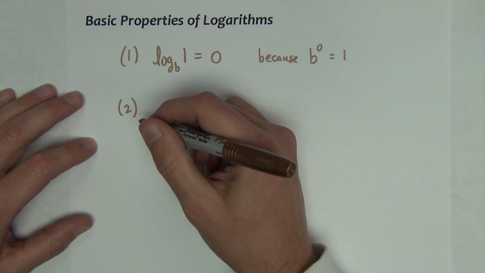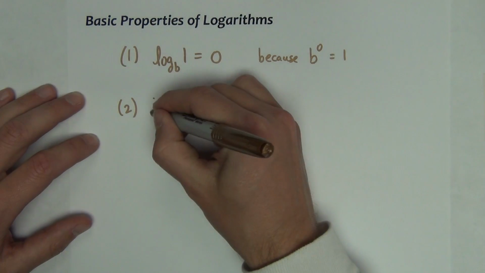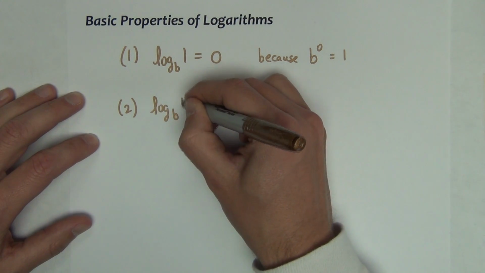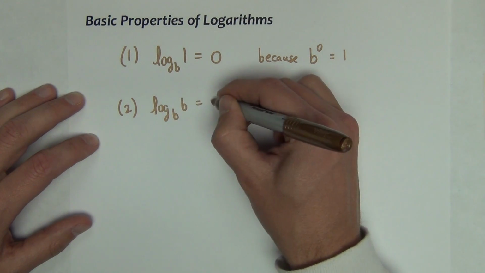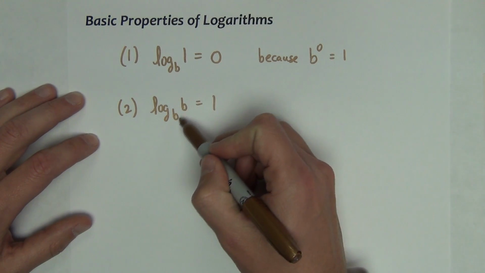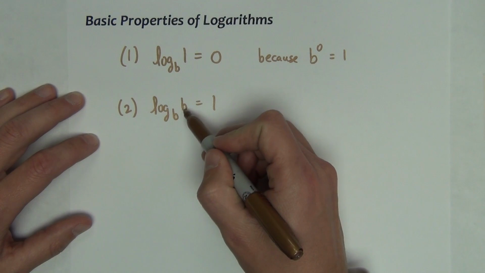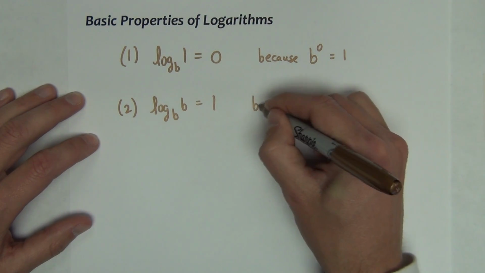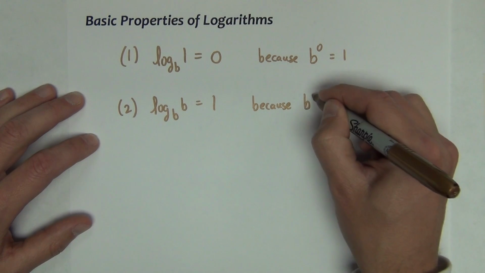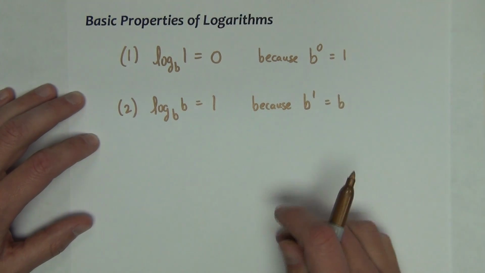Okay, another basic property would say this. Log base b of b equals 1. Okay, so if you see an instance where these numbers match, right here. Okay, and the reason why, again, is because I always go back to the power explanation. b to the first power is equal to itself, b.